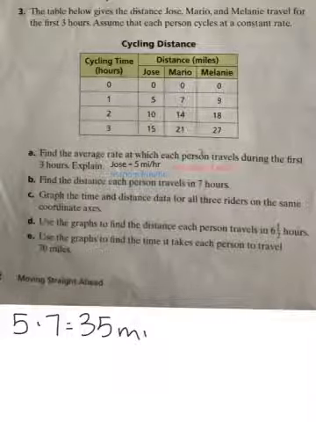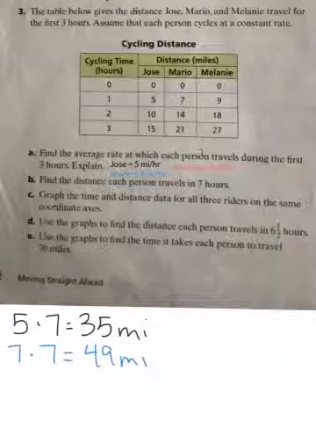Finally, for Melanie, we can take her 27 and divide that by 3 to find out that she is riding at 9 miles per hour. To find the distance that each person would travel in 7 hours, we take their miles per hour. For Jose, that is 5. Multiply that by 7 hours and find out that Jose will ride 35 miles in 7 hours.